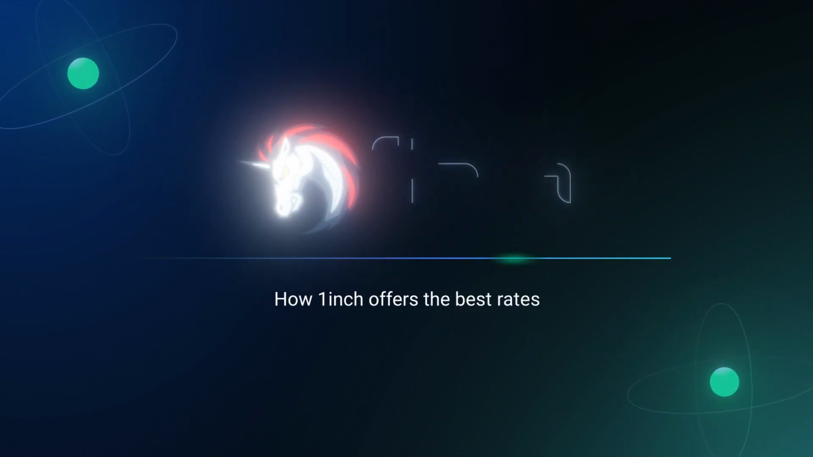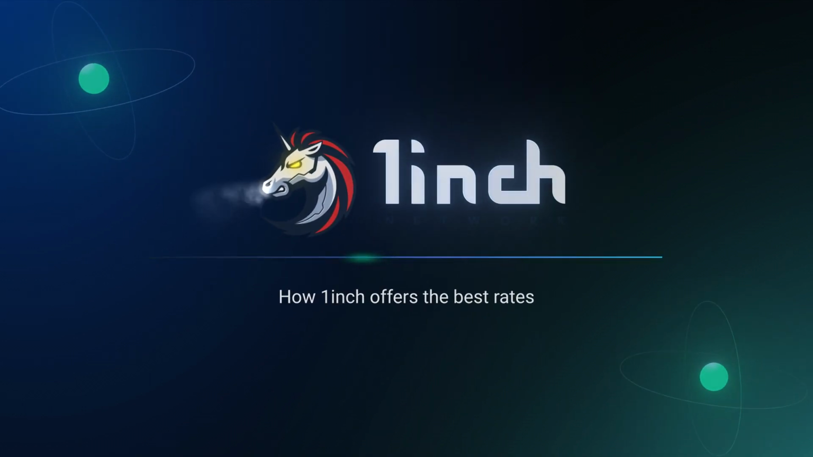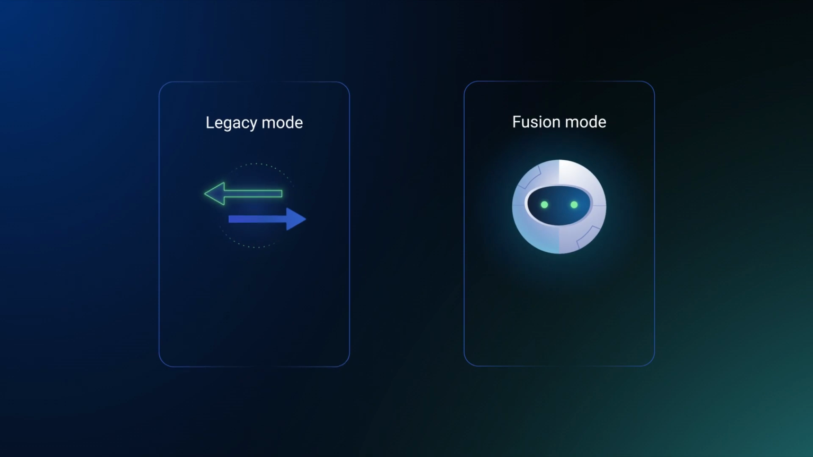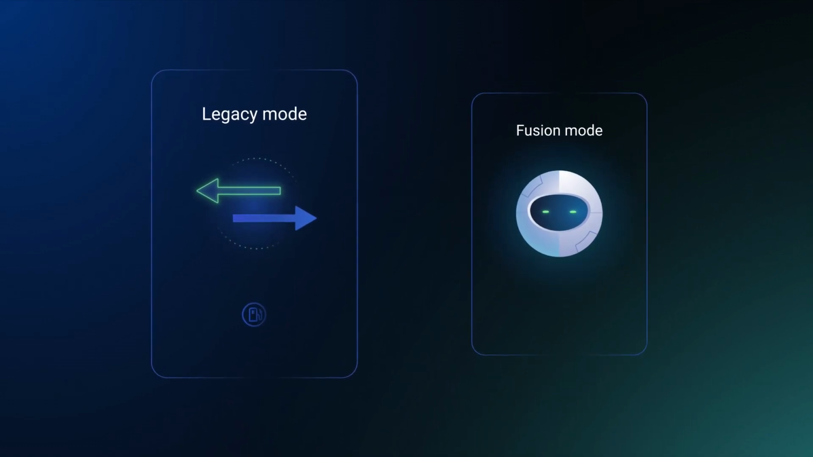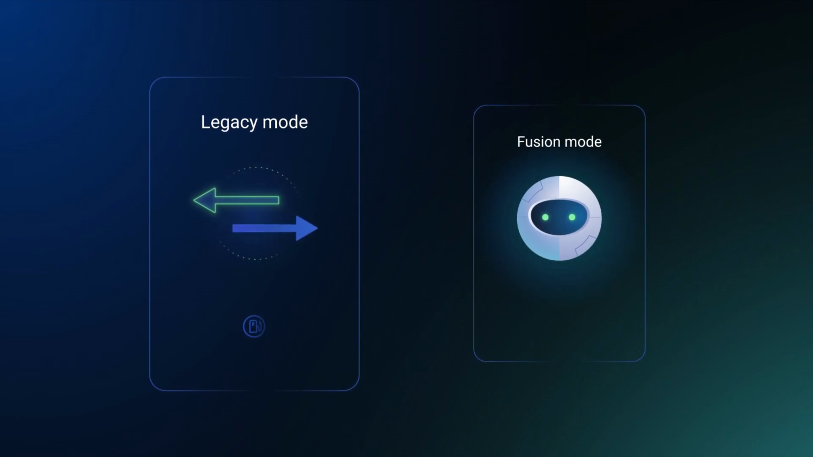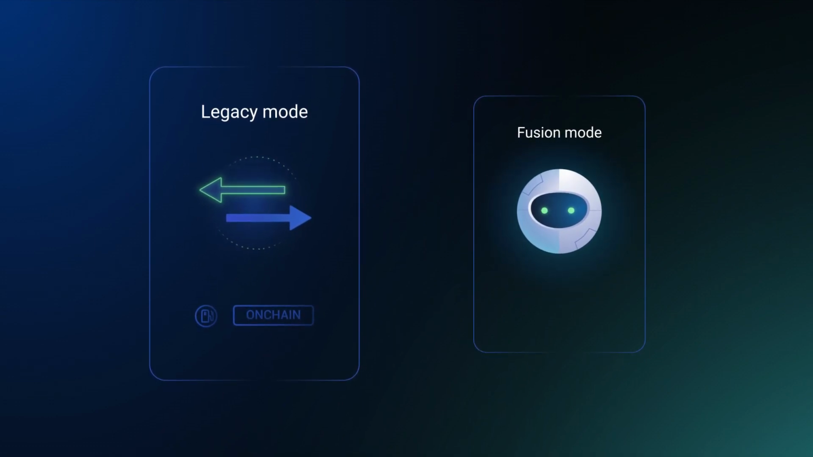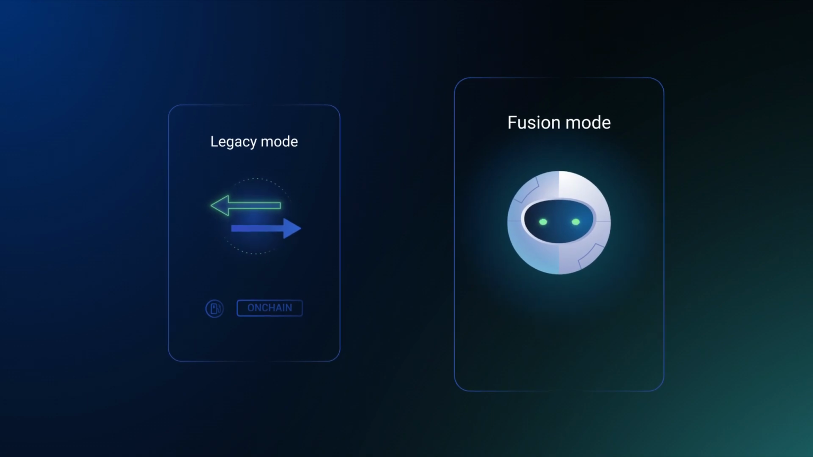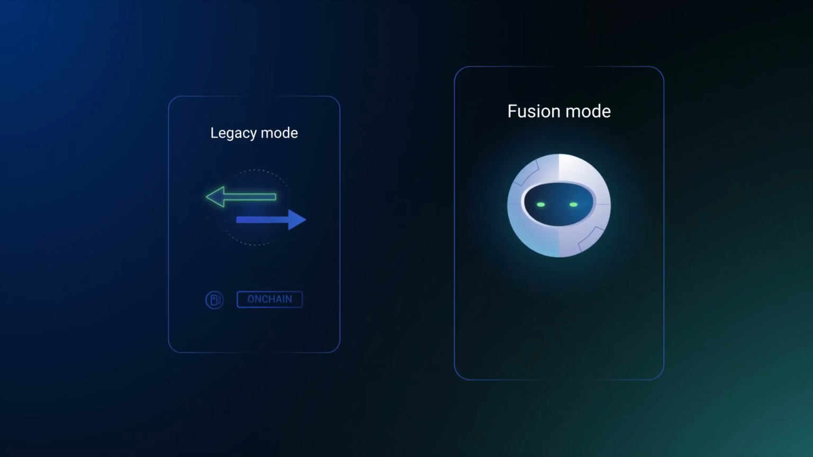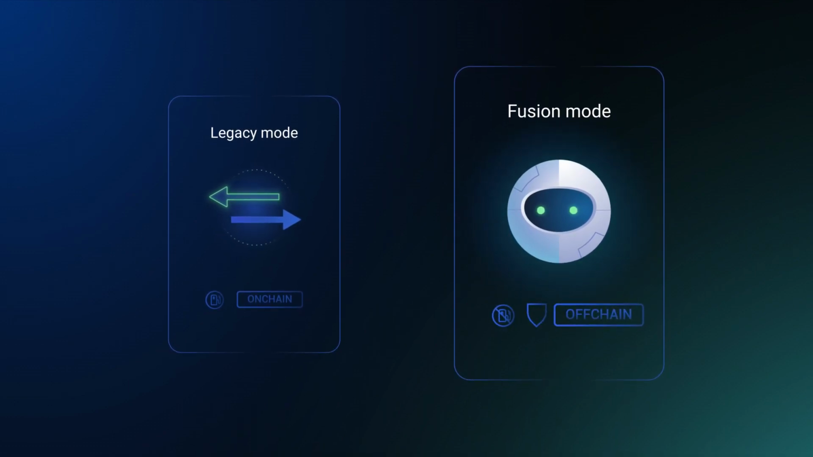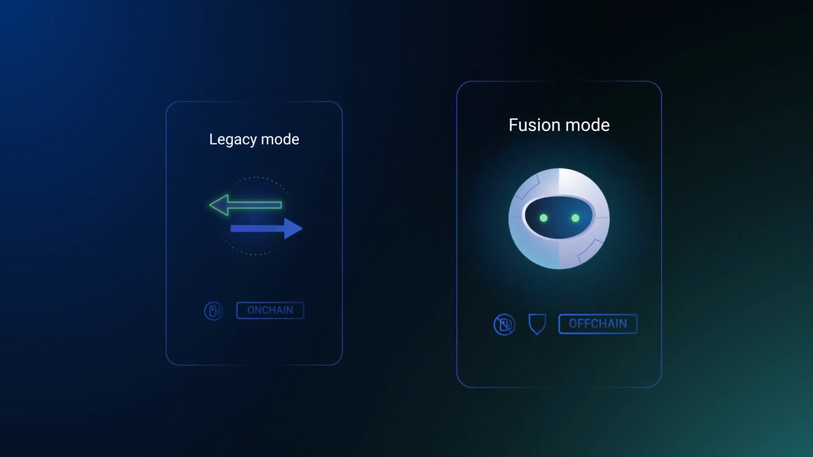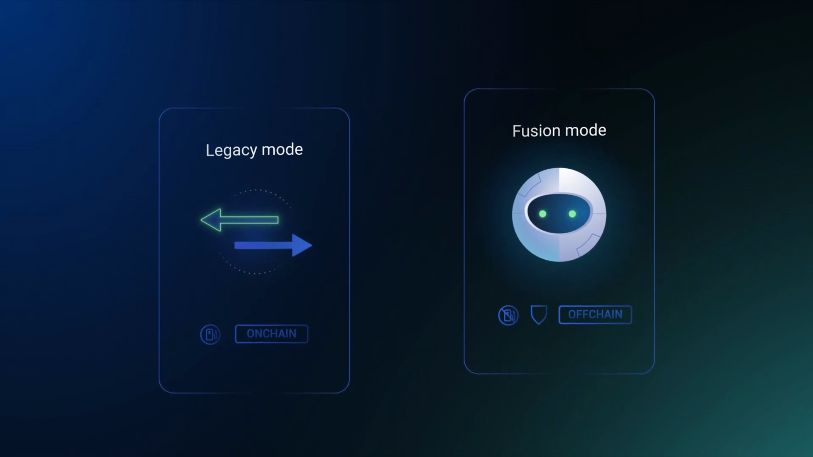How 1-inch offers the best rates. In the 1-inch DAP, you can choose between two swap modes, Fusion and Legacy. Legacy mode requires users to pay gas fees for swaps in the target chain's native token. 1-inch's Fusion mode allows anyone to swap tokens on DEXs at the most favorable rates, often above the market. It also provides native front-running protection.